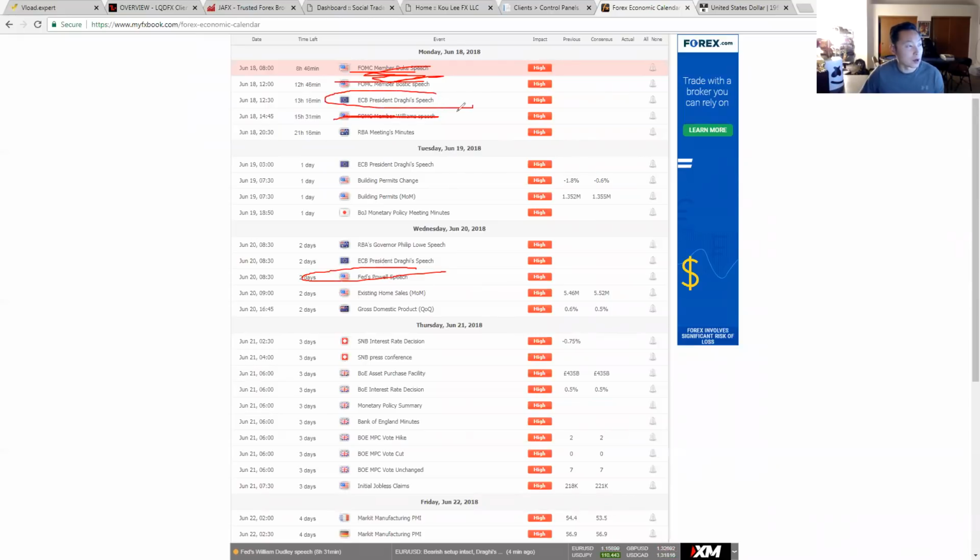Draghi is speaking tomorrow and Tuesday. Those are very key important notes coming from the ECB, the president of the ECB. If you don't know what ECB stands for, it's the European Central Bank. He's the president. I don't care about the building permits. The BOJ policy meeting is very critical, especially for the BOJ, Bank of Japan.